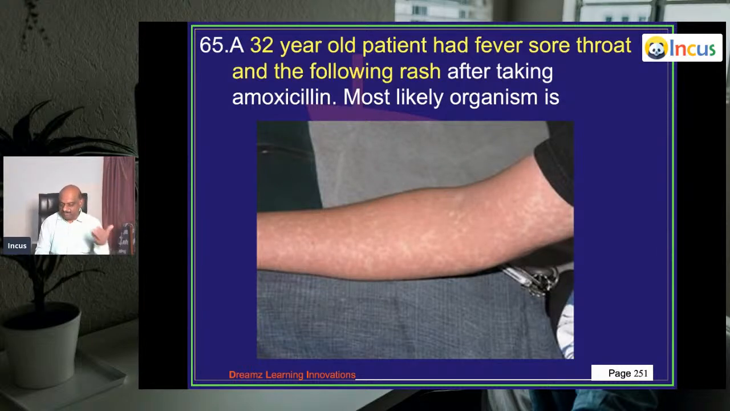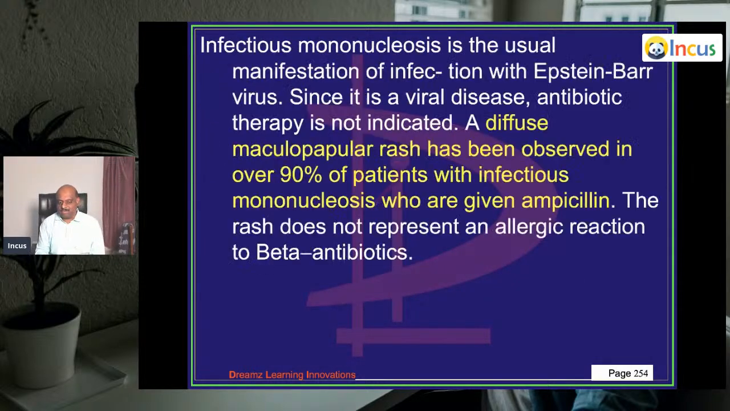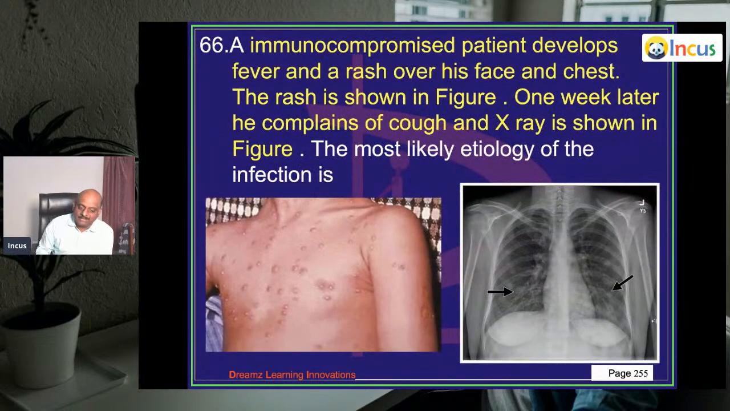32-year-old patient with fever, sore throat and rash after amoxicillin. What is the organism? It is the Epstein-Barr virus. Infectious mononucleosis. A maculopapular rash is found in infectious mononucleosis to whom you have given ampicillin. An immunocompromised patient develops this kind of a rash.